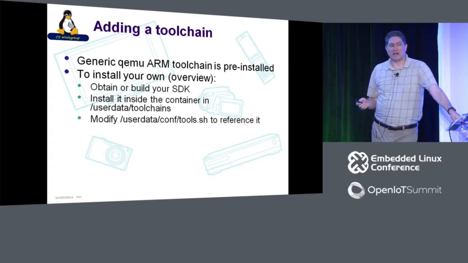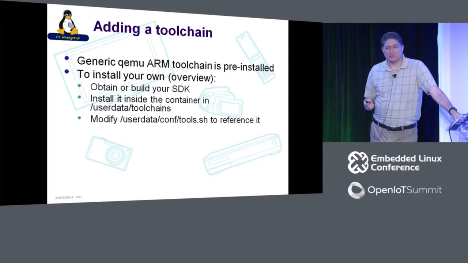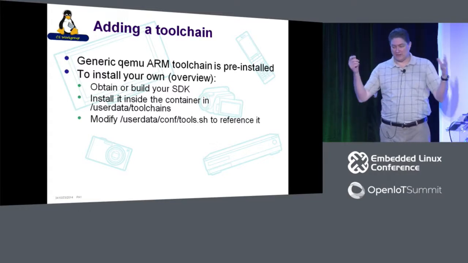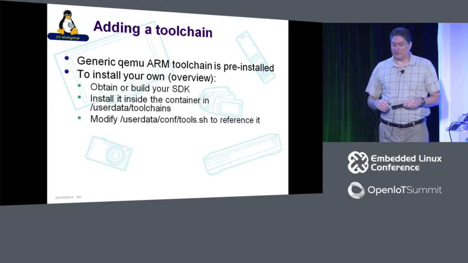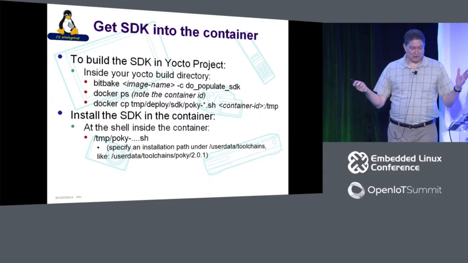Adding a tool chain is kind of a similar level of difficulty. The most difficult thing about adding a tool chain is getting the SDK for the tool chain. That is way harder than installing it, although it's a little bit tricky because we're inside a container. So the main 3 steps are: you obtain or build your SDK, then to use it from inside the container, you have to install it inside the container so that all the paths are right. And then you just modify a script inside tools.shell.